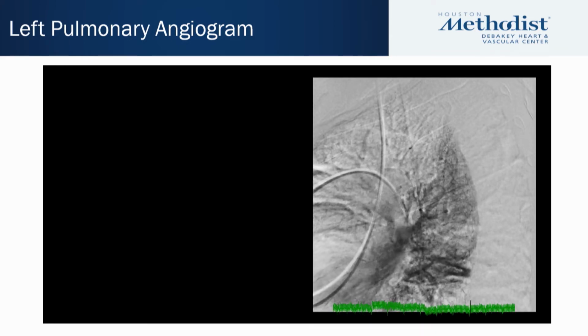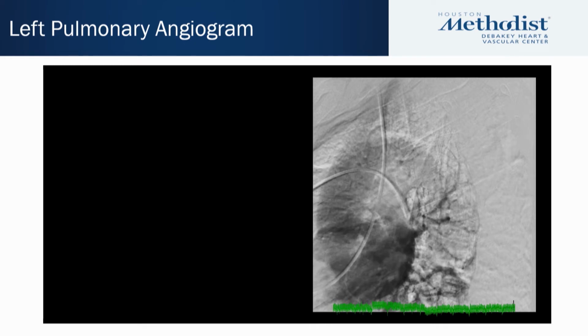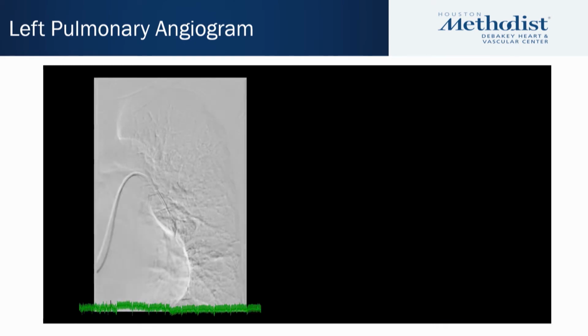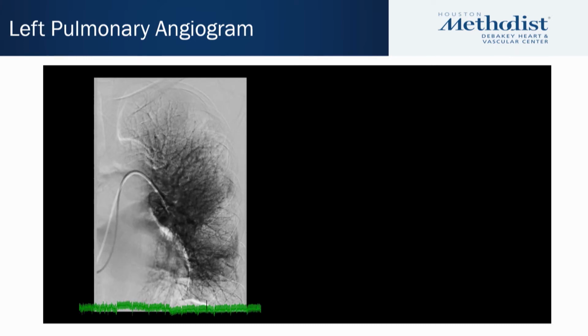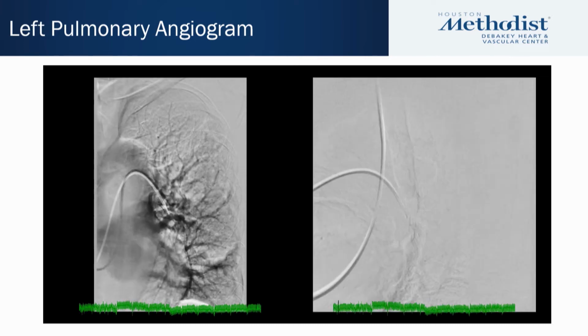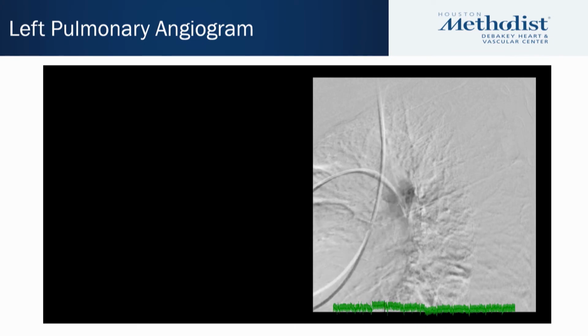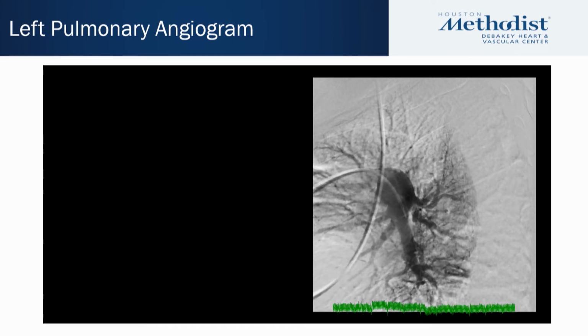What's nice about this is it's typically very atraumatic and doesn't require a wire exchange. So what that allows for is an atraumatic advancement of an angiographic catheter out into the distal, either right pulmonary artery or the left pulmonary artery, depending on where you're going. And it allows you to do power angiography.